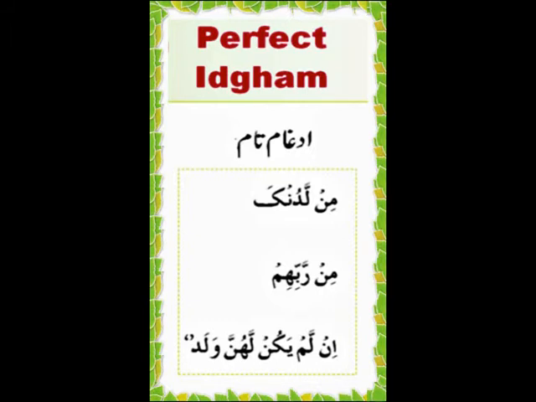Similarly, in the third example, we have a nun sakin which is followed by a lam, and in another word we have a nun sakin as well, which is again followed by a lam. Therefore both of these nun sakins will not be pronounced. Hence we will read it as illam yakul lahunna waladun.